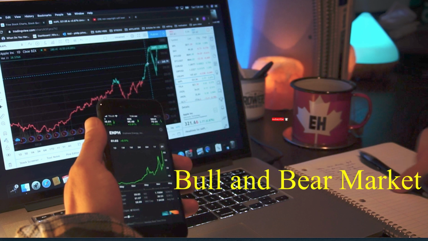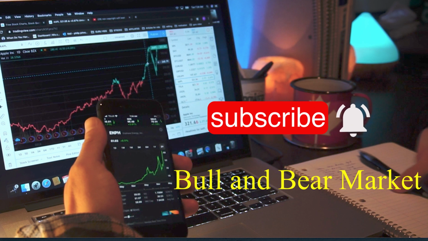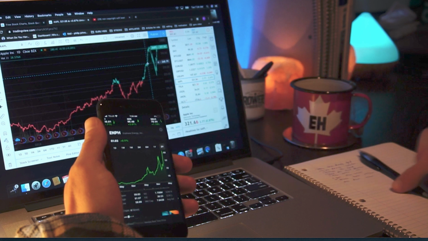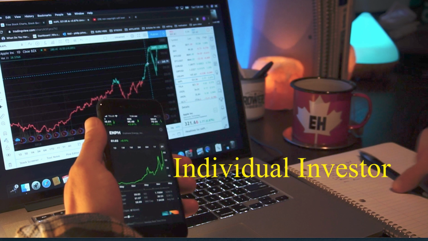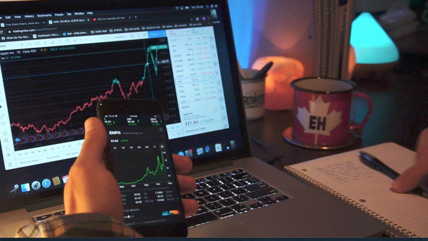A bull and bear market. A bull market is when prices are rising or expected to rise, and a bear market is the opposite, as prices have fallen. An individual investor. They are also known as retail investors, and they are people like you and me who buy through a broker. A day trader. This is someone who, instead of buying and holding for the long term, buys and sells within the hour or a couple of hours.